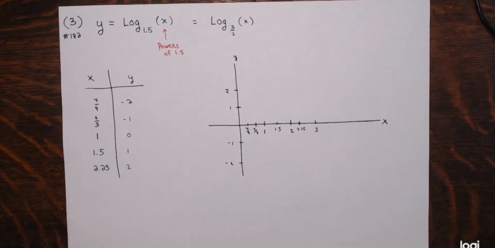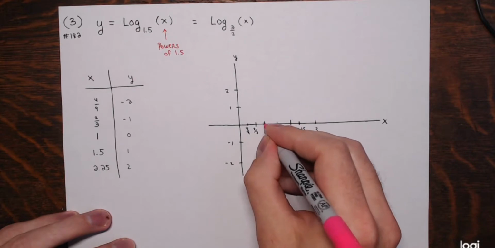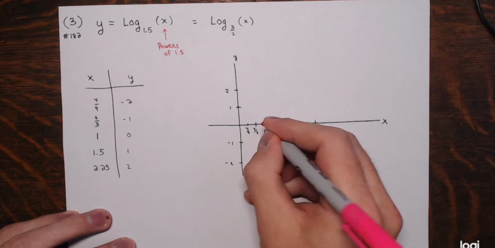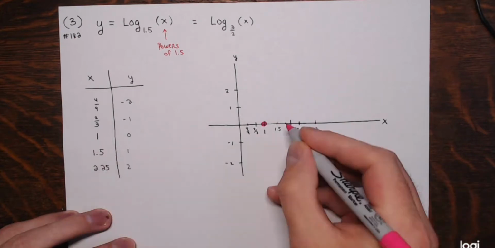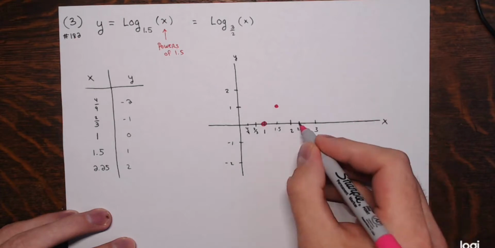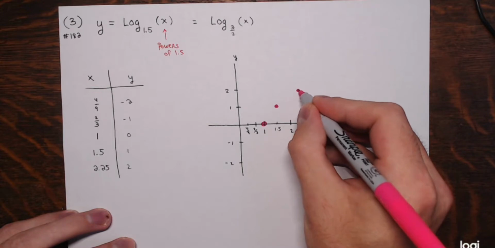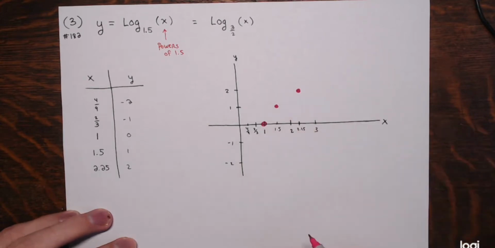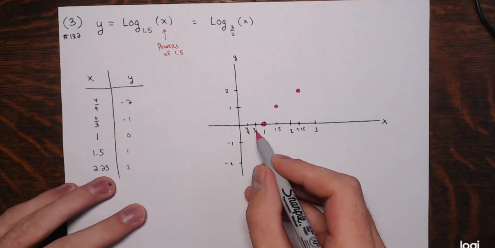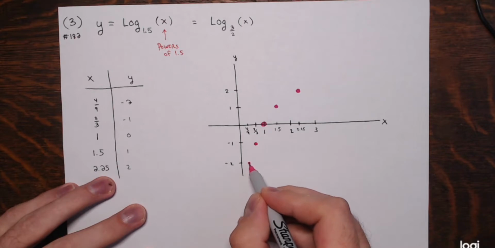And let's plot these points that we have in our chart. 1, 0 again. That's going to be on all these basic logarithmic functions. 1.5 input, 1 output. 2 and 2.25 input, 2 output. All right, so this one looks like it's increasing a little more rapidly, but still slowly compared to an exponential function. 2/3, -1. 4/9, -2.